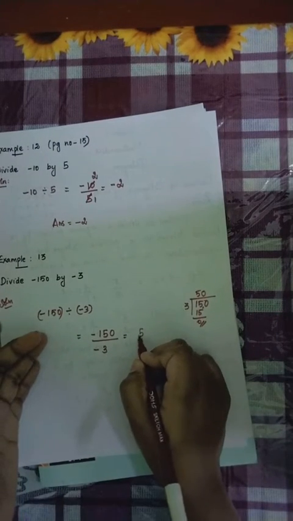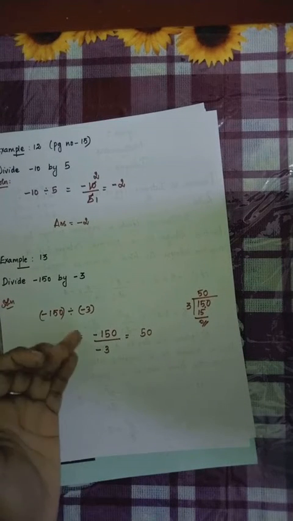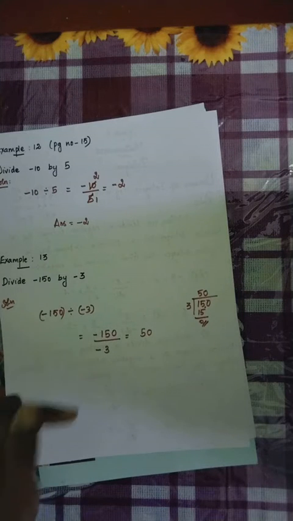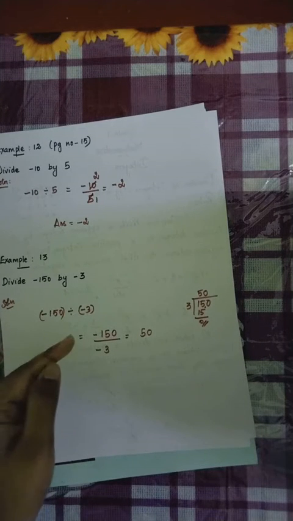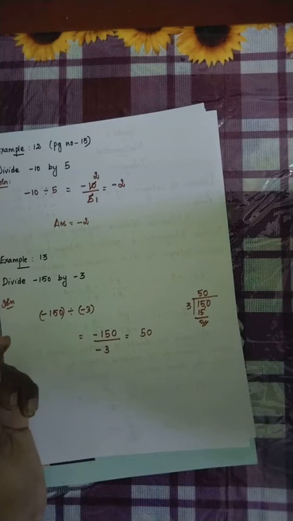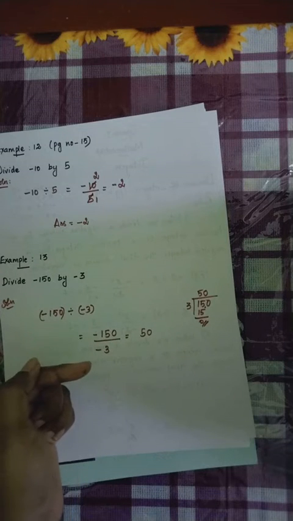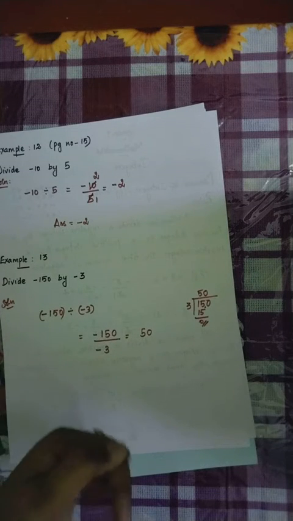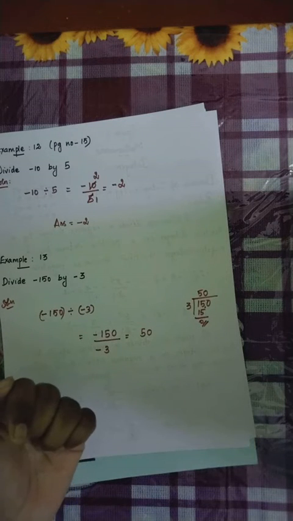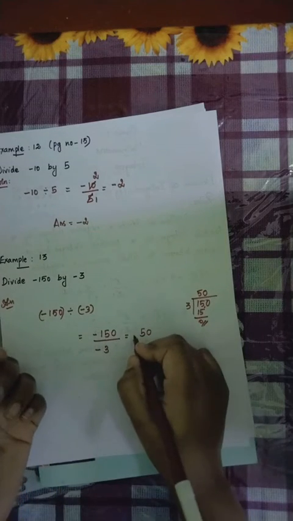Our answer is 50. What is the sign we need to put here? We are dividing a negative integer by a negative integer. When we are dividing a negative integer by a negative integer, is our final answer positive or negative? The final answer is positive. So our answer is plus 50.